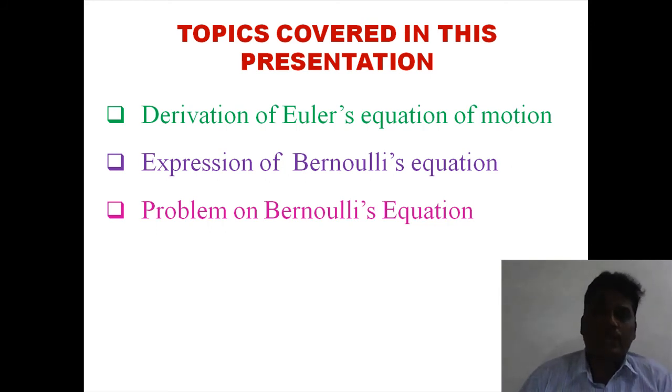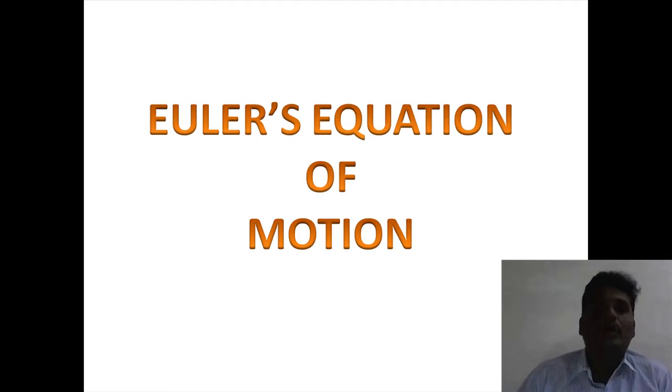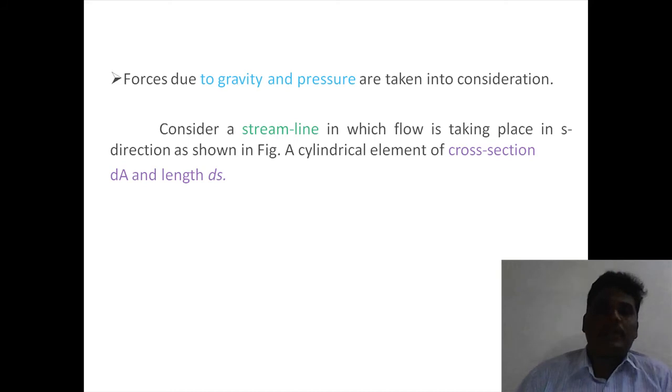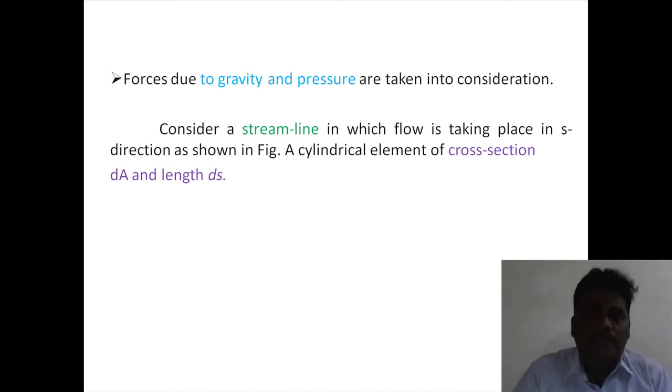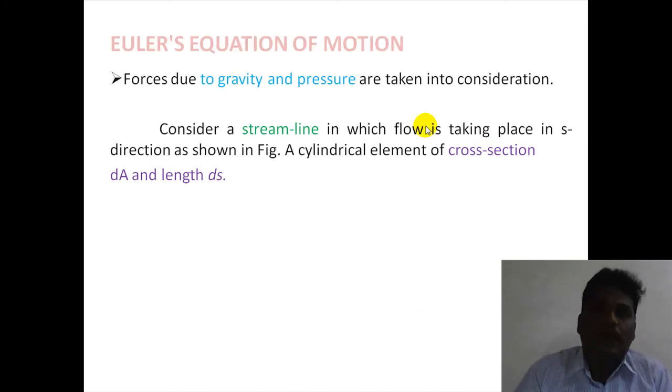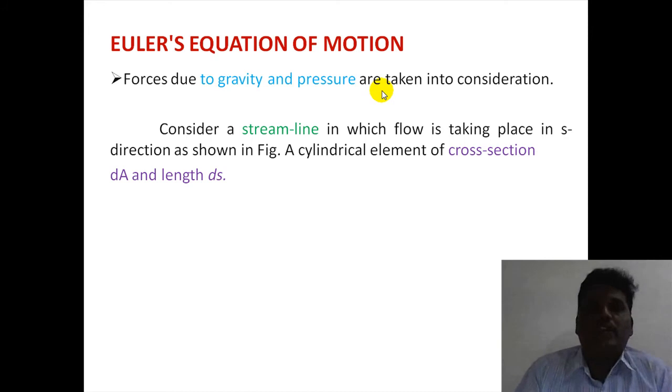First, how to derive the expression for Euler's equation. Euler's equation of motion. Generally, there may be pressure forces. Forces due to gravity and pressure are taken into consideration. There may be many forces. Note that in order to derive Euler's equation of motion, we have to take the gravity force as well as pressure forces. Consider a streamline diagram.